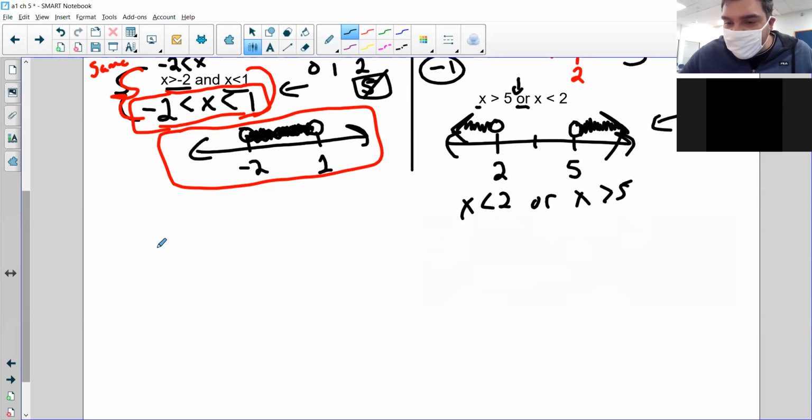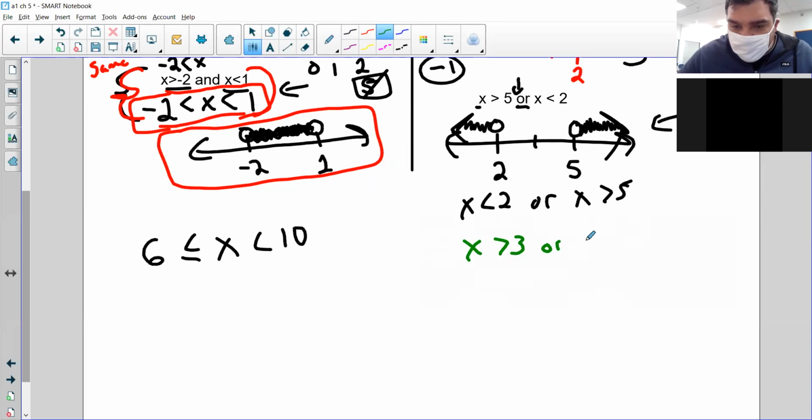So I want you guys to graph these lines. You can't really show me the lines in chat or anything, so just graph it and I'll then check your answer in a minute. Graph this one. Let's do 6 is less than or equal to x, which is less than 10. And then over here, let's do x is greater than 3, or x is less than -4.